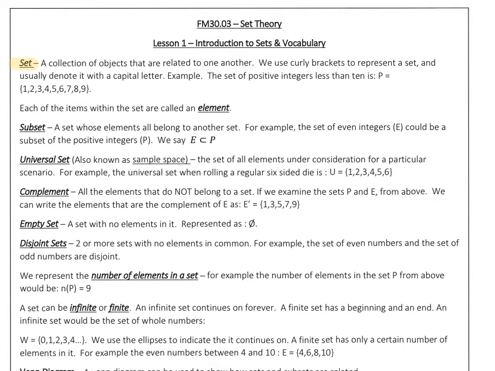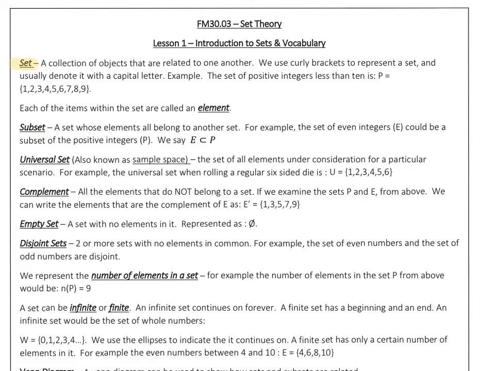Sets can be numerical, sets can be words, colors. It's just anything that is a bunch of things related to one another. Each of the items within a set is called an element. So the number 4 is an element in the set P.